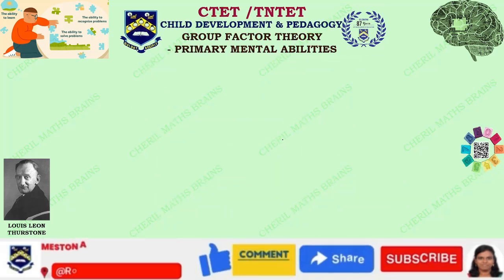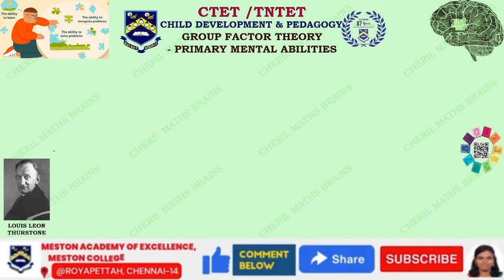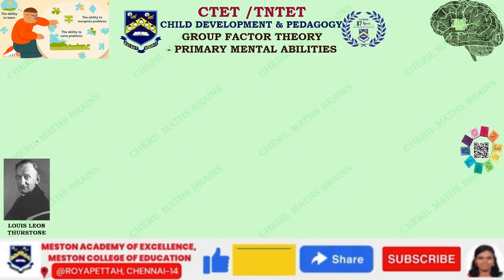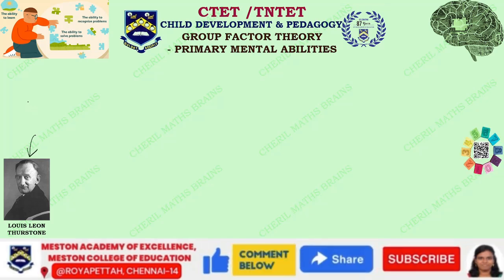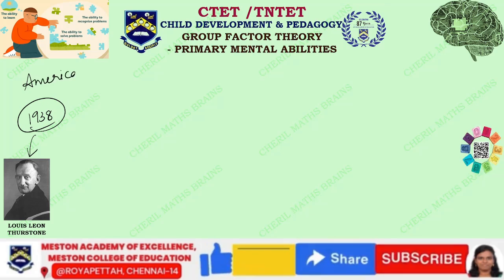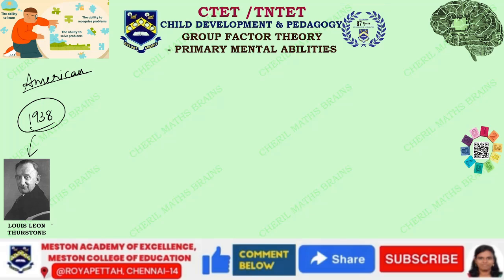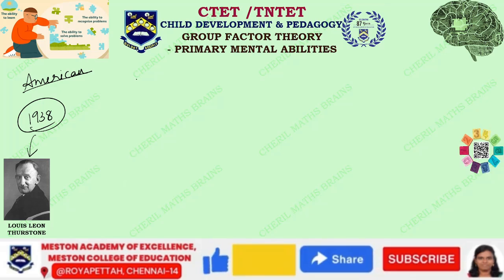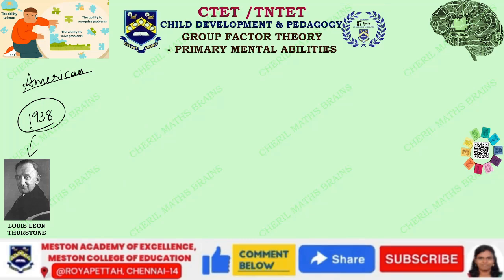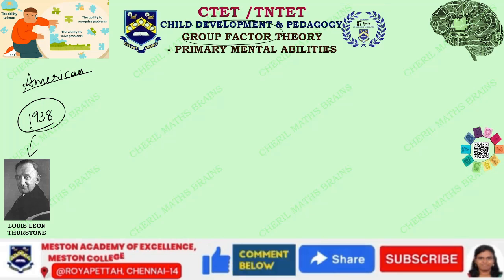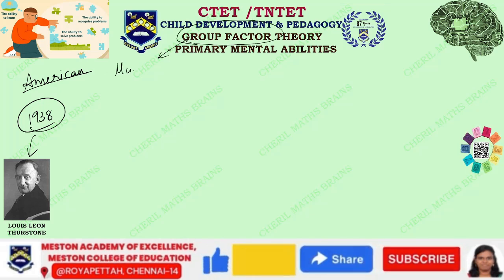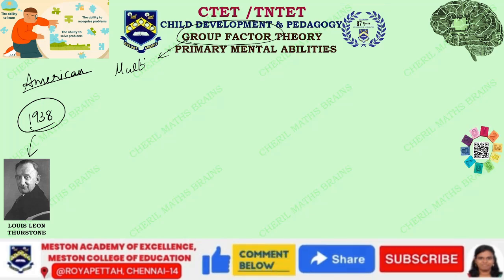So this group factor theory was given by Louis Leon Thurstone, an American psychologist, and he gave this theory in the year 1938. He is often known by the name Thurstone, not by his full name. So this is also called Thurstone's group factor theory of intelligence. Group factor means it is also your multi-factor theory. You can also call it your multi-factor theory.